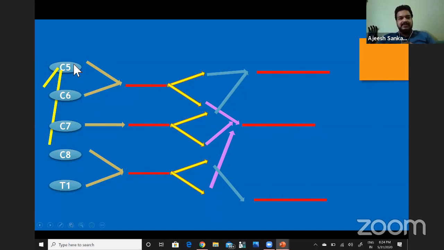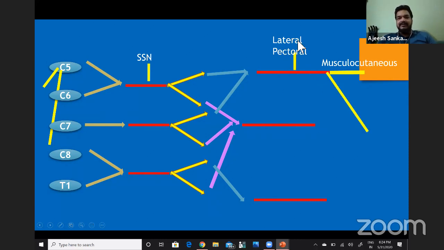And the first branches are coming from the roots themselves, one from the C5 root, which is the dorsal scapula, and one from C5, 6, and 7, which is the long thoracic that goes to the serratus anterior. After the root, the next branch comes in from the suprascapular, that is from the upper trunk. And for the others, usually we have these acronyms to remember them. For the lateral cord, LML, which is lateral pectoral, the musculocutaneous, and the lateral root of the median.